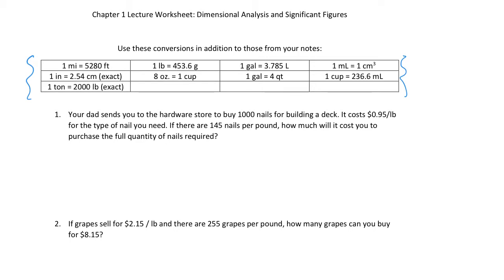Number one reads, your dad sends you to the hardware store to buy 1,000 nails for building a deck. It costs 95 cents per pound for the type of nail that you need. If there are 145 nails per pound, how much will it cost you to purchase the full quantity of nails required? Okay, so when we see a problem like this, there are a lot of other ways that you could solve this, some of which will get you to the correct answer, and some of which you might make a small mistake on. I'm going to be showing you the dimensional analysis setup not because you have to use that to solve this problem. Of course, you could use any method you'd like.